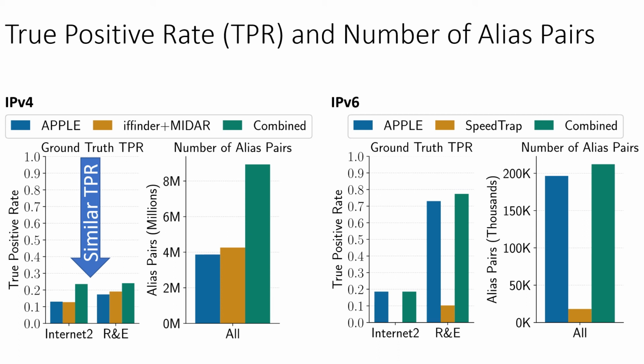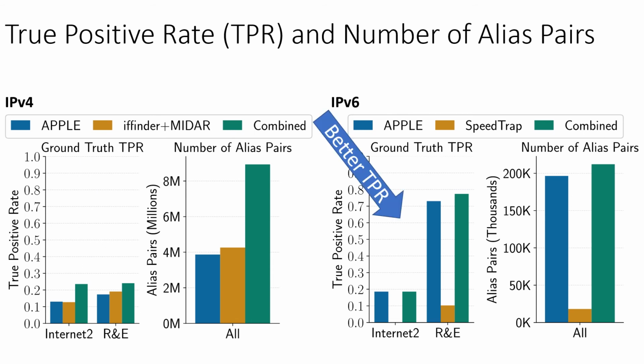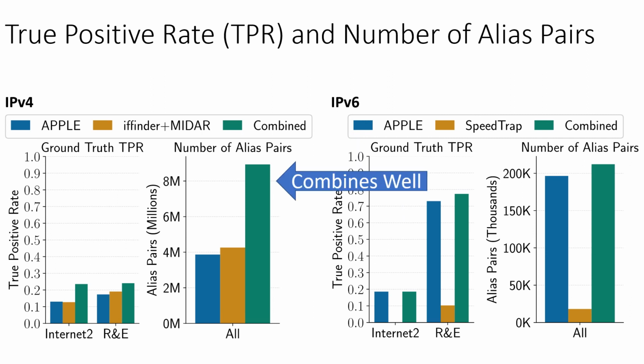First, the coverage for IPv4 is similar for Apple and for the ITDK. Second, Apple's coverage is a little bit better for IPv6 than IPv4. Third, and probably most important, Apple seems to combine well with Marder and IfFinder. Combining Apple with the ITDK alias resolution more than doubled the total number of alias pairs for the traceroute collection. And this is important since I was trying to add a new tool to the alias resolution toolbox.